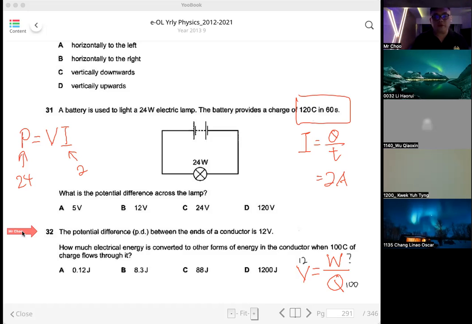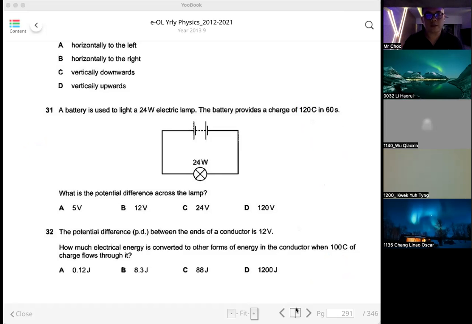How about the rest of you? So the answer for question 32 would be D. Your W here will be 1200. Is that clear? For question 31, the answer is B. So let me continue the next question. Let's clear all this.